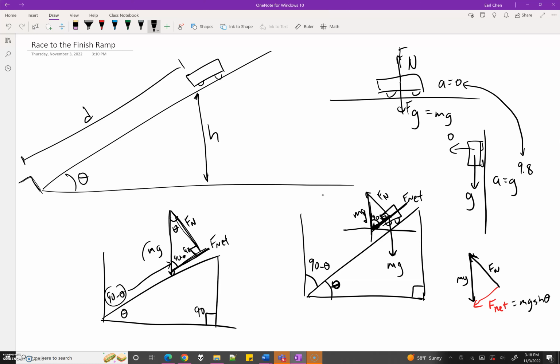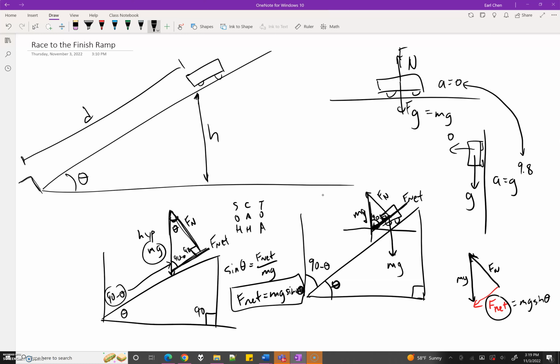MG is the hypotenuse, and that helps us determine whether our F net is MG cosine theta or MG sine theta. So if you did SOHCAHTOA, or the cat sat on it orange and hurt himself, okay? Sine is opposite over hypotenuse. If this is our angle, then F net is opposite. So sine theta equals F net divided by mg. So F net equals mg sine theta.